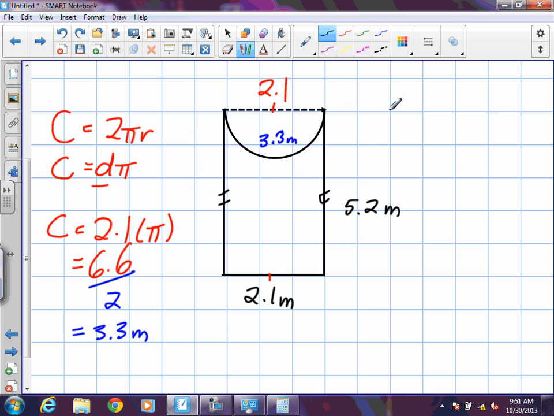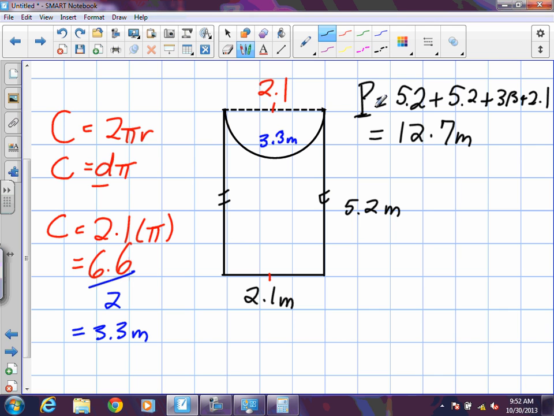So our total perimeter will be equal to 5.2 plus 5.2. Plus 3.3 plus 2.1. Oh, you could do 5.2 times 2 also. When we add all of these together, who could help me out here? 12.7? Excellent. So 12.7 meters is the perimeter of this object.